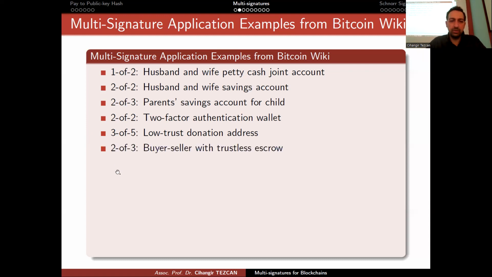So this is the important part. 2 out of 3 buyer, seller, with trustless escrow. This is one of the basic examples when people first talk about Bitcoin. So assume that you are performing real world commerce. You pay your money with Bitcoin, but in the real world, maybe you are actually buying something. In this case, for instance, you are the buyer and the seller is promising to send you some product, but if you send the money, maybe the seller won't send you the product, right? So you cannot trust them.